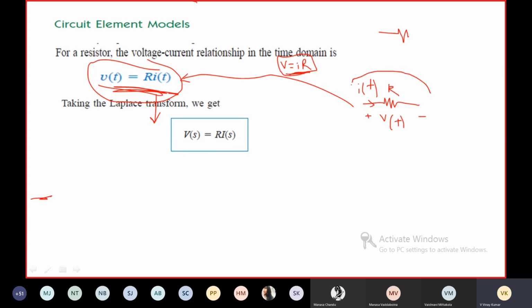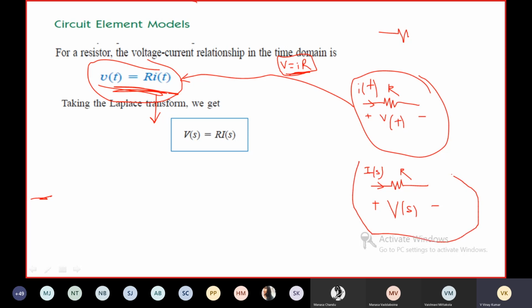Okay, circuit element model in time domain. Coming to S domain representation, instead of writing V of t across this resistance, you write V of s. Anyhow, R remains the same. The current flowing through it, instead of writing I of t, you write I of s. This is the circuit element model in S domain representation. This is time domain representation.